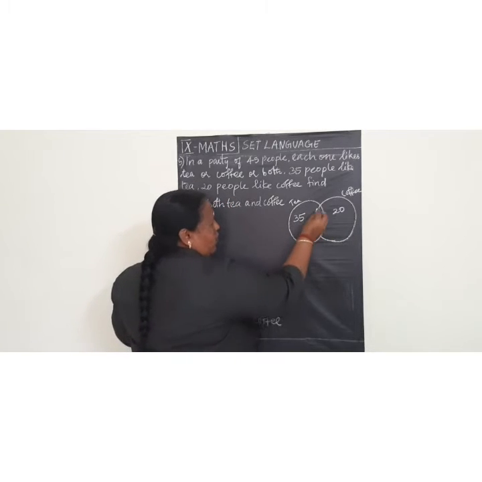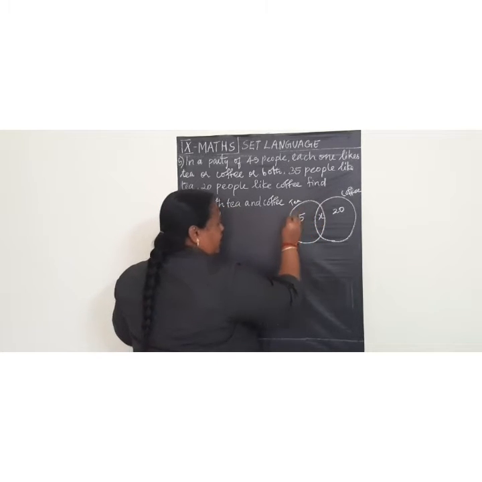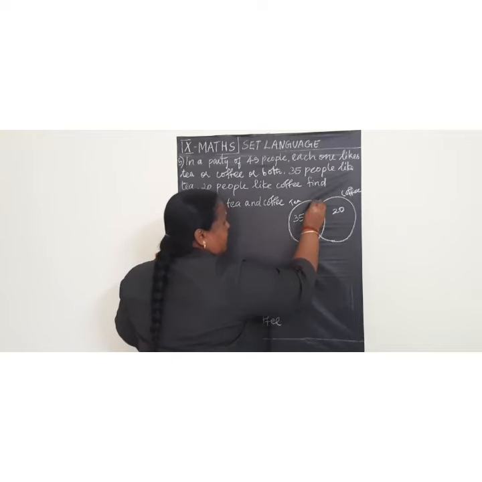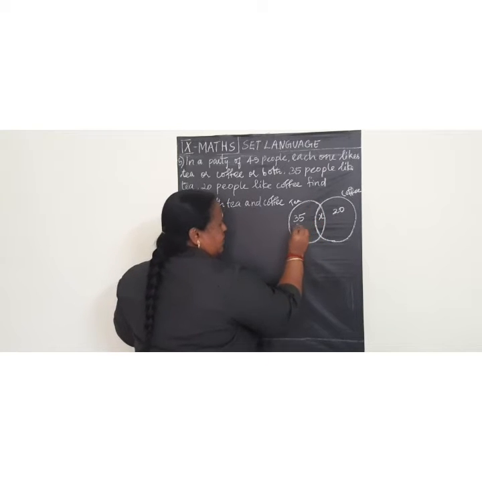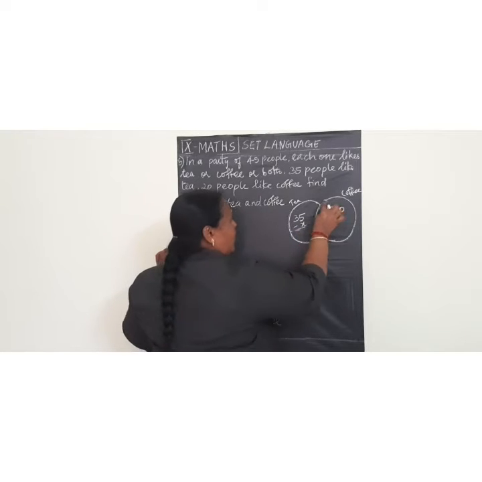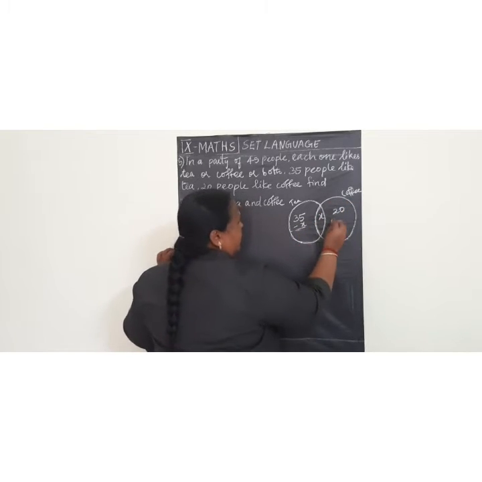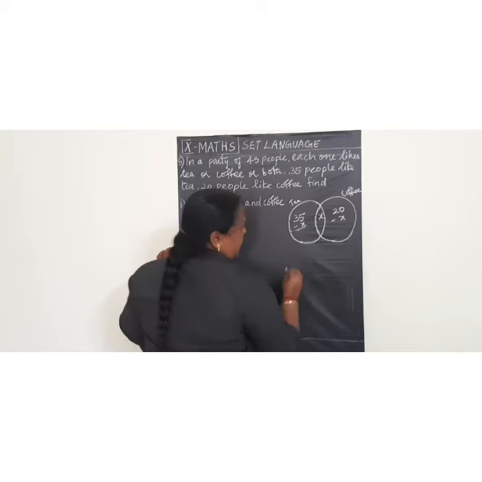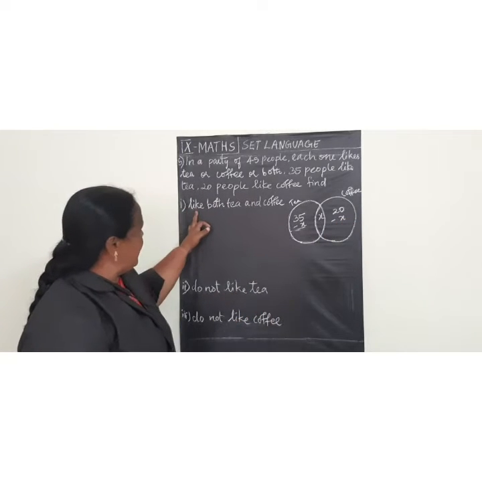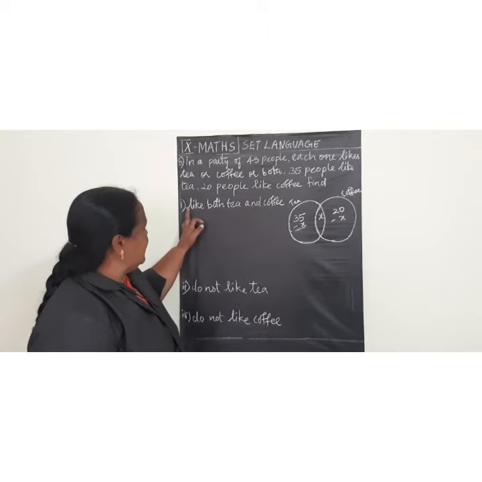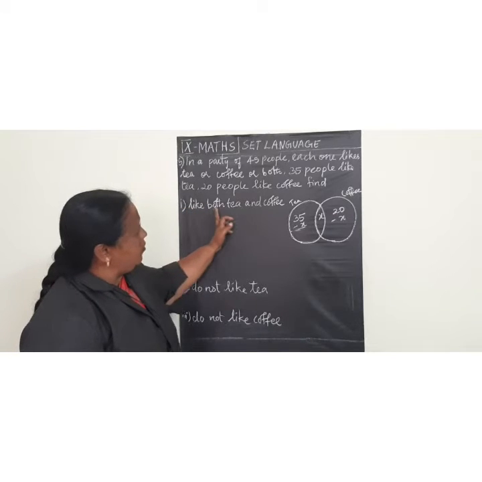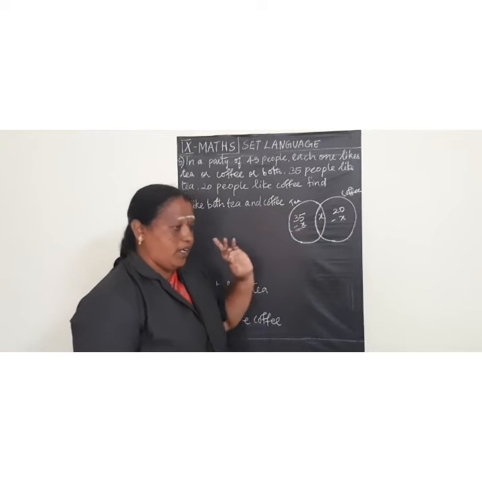Now what we have to do: how many people like only tea, we have to find from 35. This part will come, so we have to subtract this x, 35 minus x. Like that, how many people like only coffee means 20 minus x. So the first question is how many people like both tea and coffee, this x we have to find.